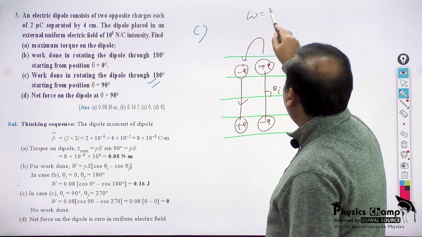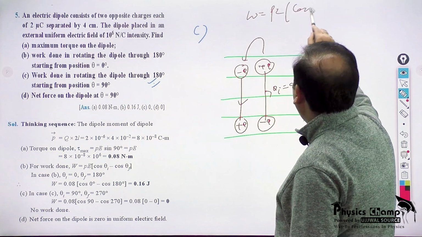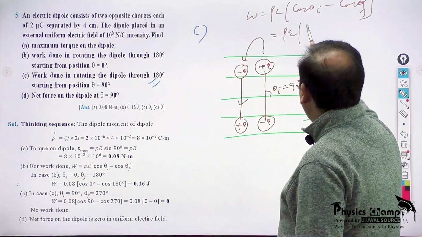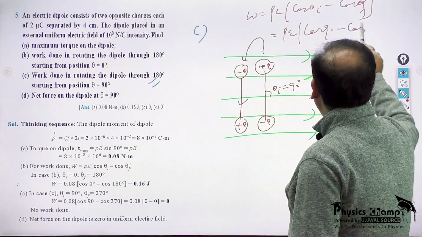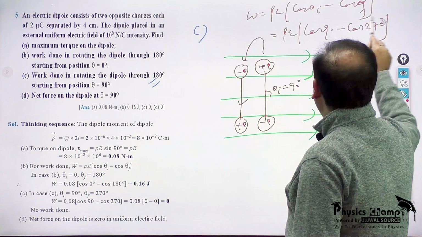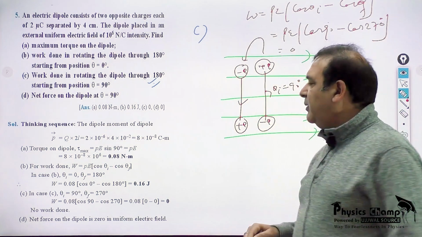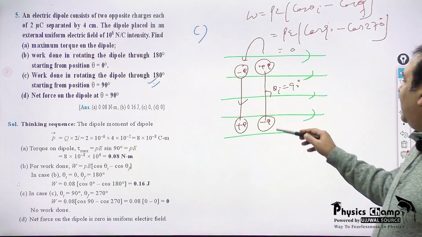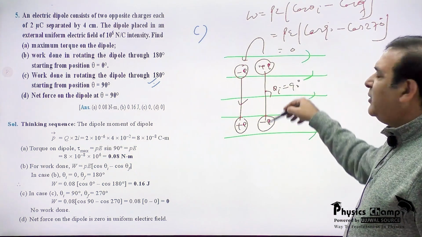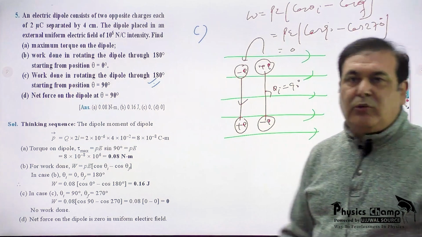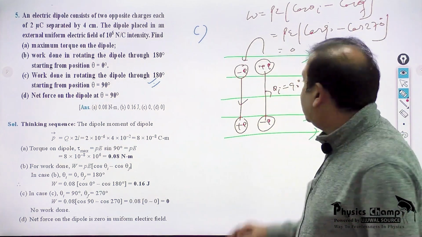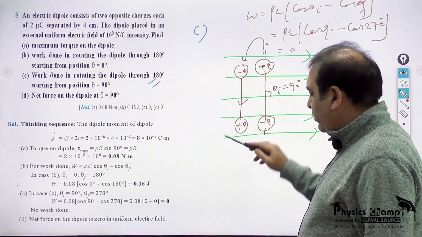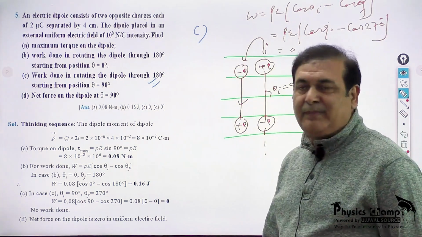What will be the work done? PE into cos theta initial minus cos theta final. So PE into cos 90 minus cos 270. Both will be 0. Work will be 0. No work is required because in both situations the potential energy is 0. No change in potential energy. You know this is considered to be a reference point. Here the potential energy will be 0 and at 270 also the potential energy will be 0.